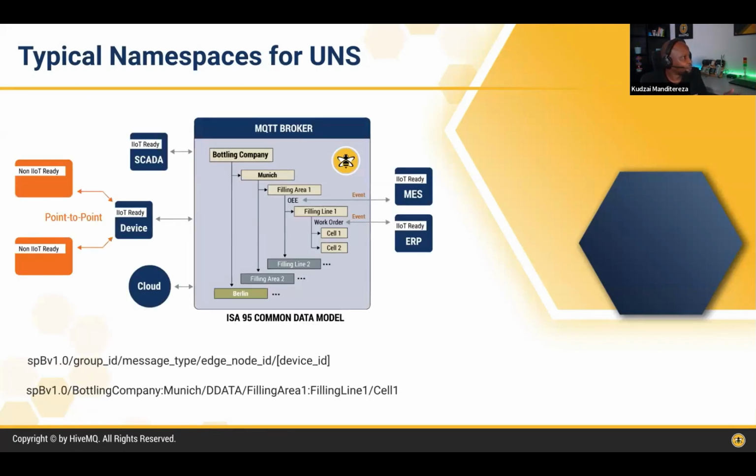So this is an example of a unified namespace structure where you've got your ISA 95 common data modeling representing your enterprise, where, for example, we've got a bottling company here, and as you can see here, we've got OEE being pushed and consumed by an MES system under filling area 1, and you could have an ERP pushing a work order into filling line number 1 and also consuming that information. So every other participant of that network can consume that information.